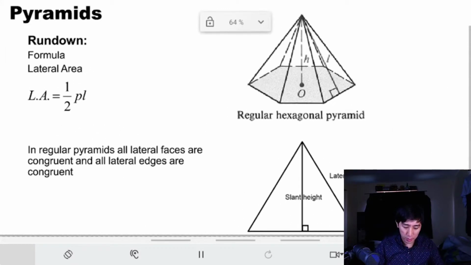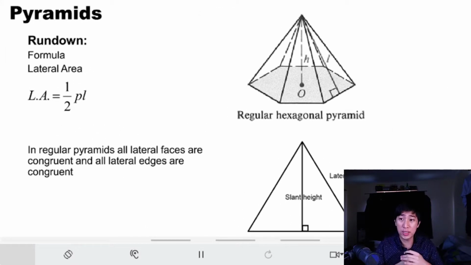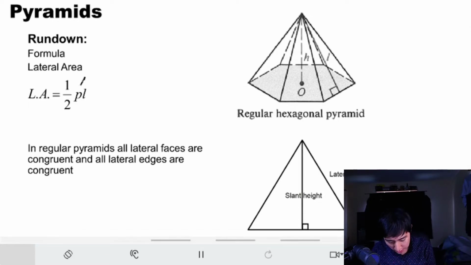Okay, moving down, we have a couple of formulas. The first formula you're going to deal with is your lateral area formula. Lateral area is the area of all of your lateral faces, and the way we find that is lateral area equals 1/2 of your perimeter times your slant height. It's really similar to the prism one. The prism one was 1/2 perimeter times height, but in this case, my slant height is not my height, and I'll explain why in just a little bit. Again, this P stands for perimeter.